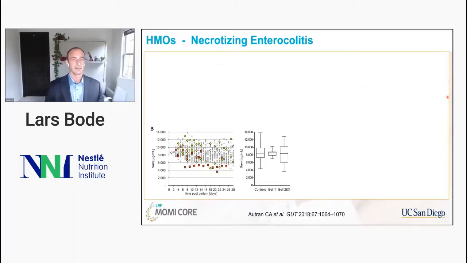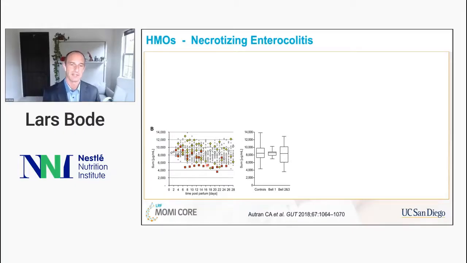So here are the results of that. If we looked at oligosaccharide total, so the sum of all oligosaccharides that we analyzed over the first 28 days postpartum, we see there's no difference between controls, which are the gray dots here in the back, and the NEC cases, Bell stage 2 in yellow and Bell stage 3 in red. So there's no difference between controls and NEC cases for total oligosaccharides. But that wasn't the hypothesis to start with.